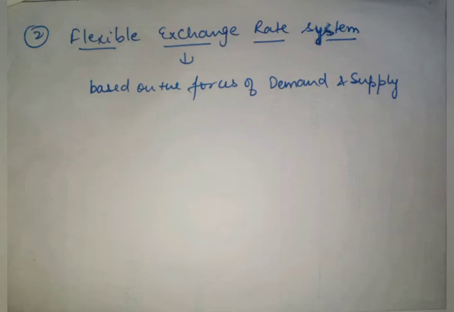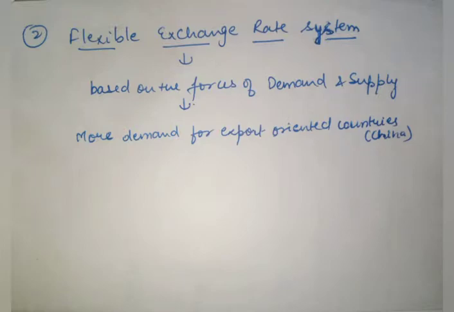Next is the flexible exchange rate system. This system is also known as the market determined rate of exchange or the flexible rate of exchange. It is called so because it is based on the forces of demand and supply. The automatic forces of demand and supply determine what the exchange rate will be in the foreign exchange market. It must be noted that the demand for a currency by an export-oriented country, like China, is generally greater than that of an import-oriented country, that is India.